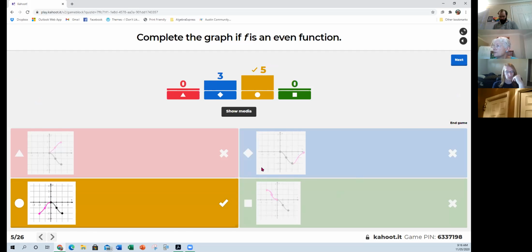Let's see, the red one, the blue one is nice and symmetric, but if you notice, it's symmetric around x equals 2, not the y-axis. It has to be symmetric with respect to the y-axis. Glad y'all didn't pick the red or the green.